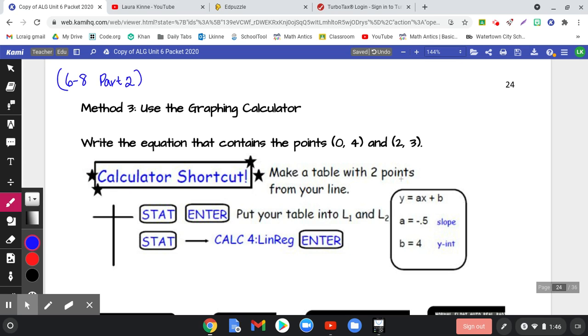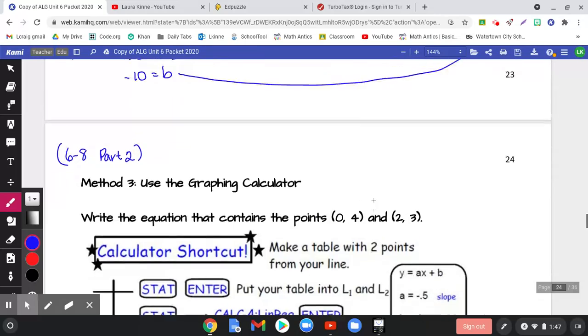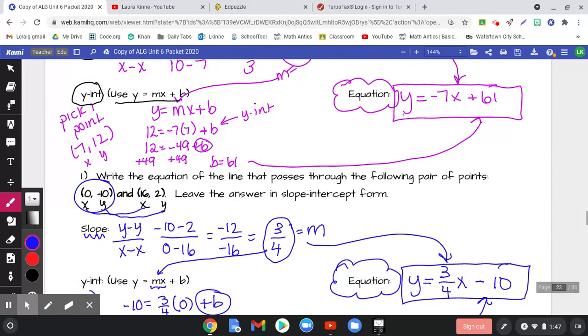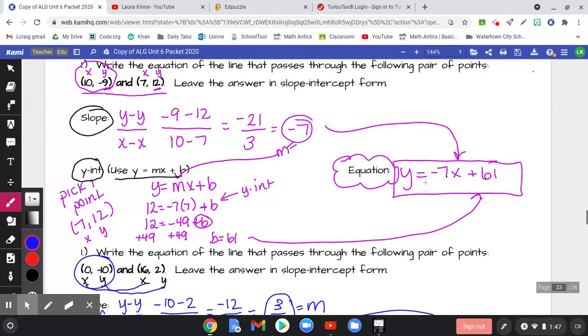Hey there. So today we're going to finish up the second part of 6-8. So we're on page 24. Last class, if you remember, I showed you how you can come up with the equation between 2 points algebraically. So you take the 2 points, you find the slope using y minus y over x minus x. And once you have the slope, you take that and one of your points and plug it into y equals mx plus b for these three variables, and then you solve to find b, which is your y-intercept.